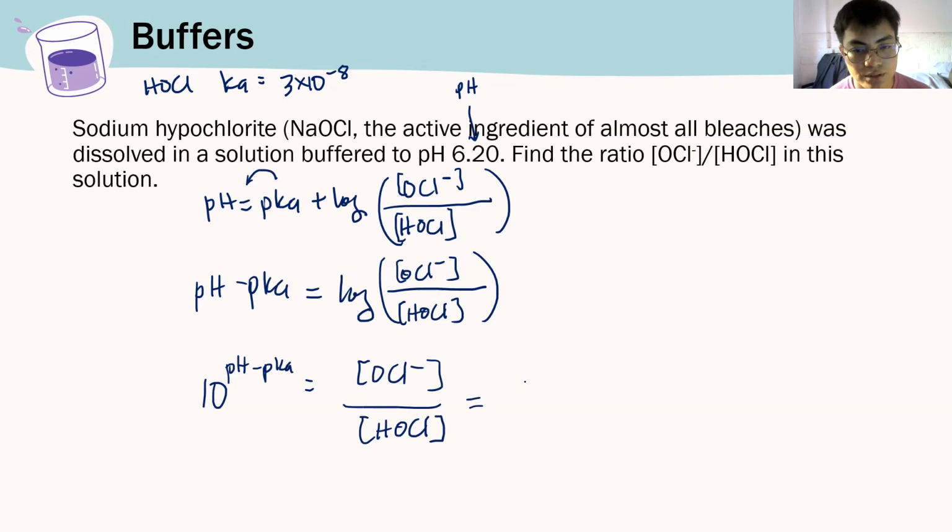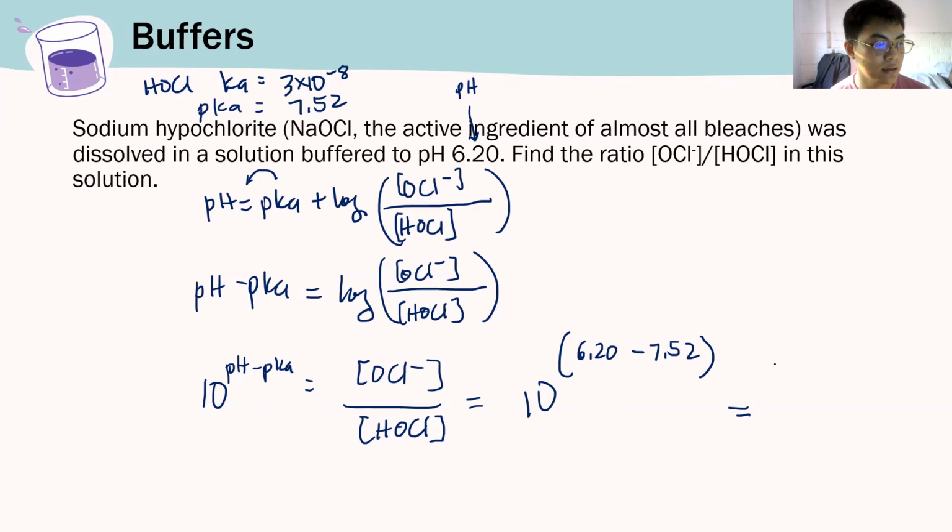The pH, as stated here, is 6.2. For the pKa, we take the negative log of 3 times 10 raised to negative 8, which I computed earlier, and the answer is 7.52. When you take this value, the result is 0.0479. So that's the ratio of OCl- to HOCl.